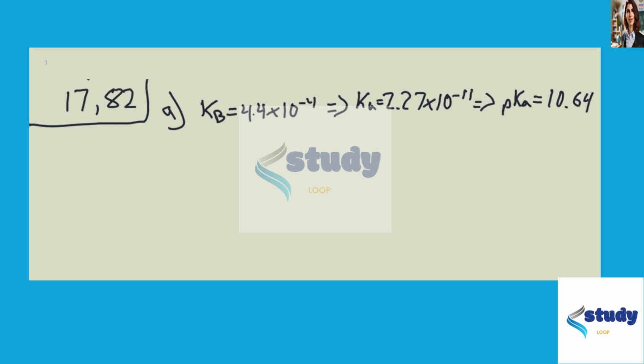Now we can look at table 17.1, and we can look at the values for the indicators, and what we are looking for is an indicator that will have a color change within plus or minus 1 pH unit of the pKa. So we're looking for a color change from pH 9.64 to pH 11.64. And so what we see here is that alizarin yellow R is the best choice because of this color change.